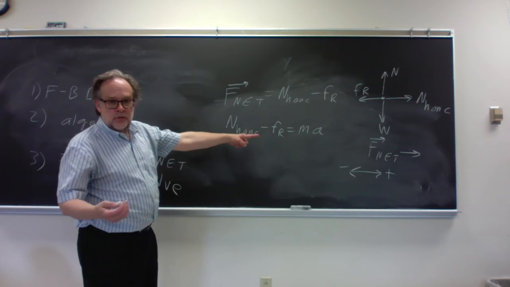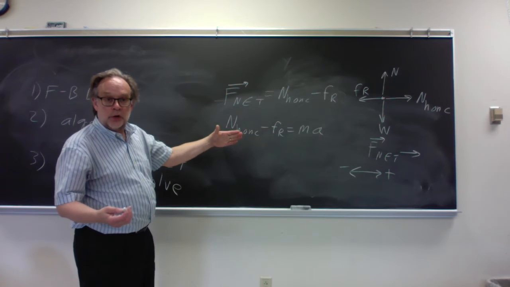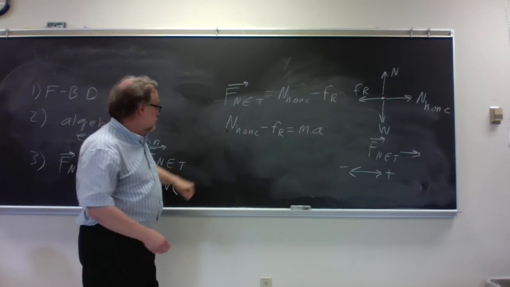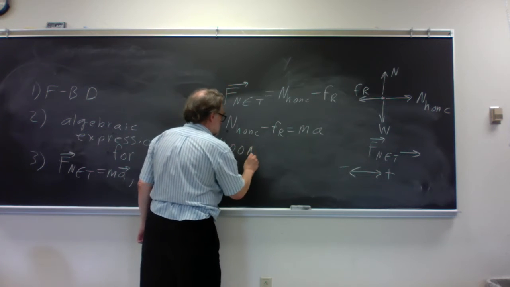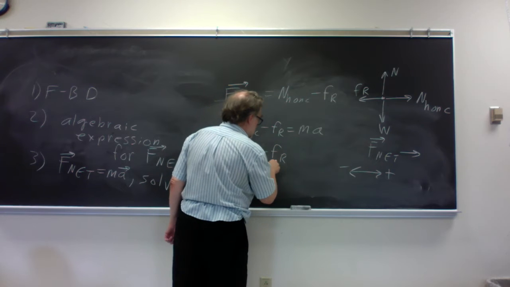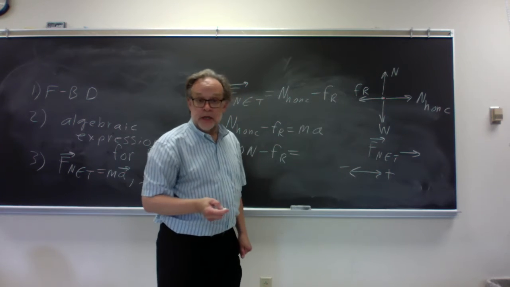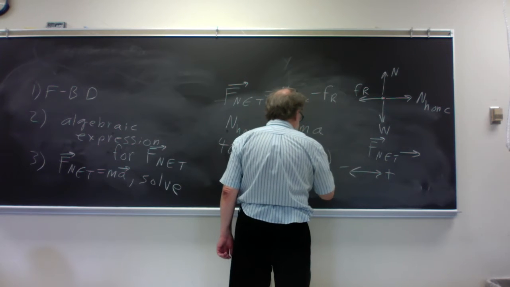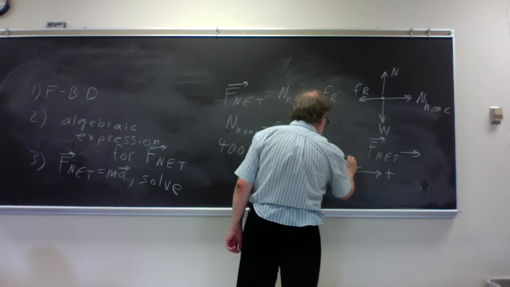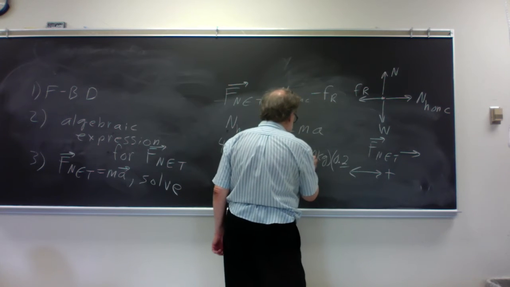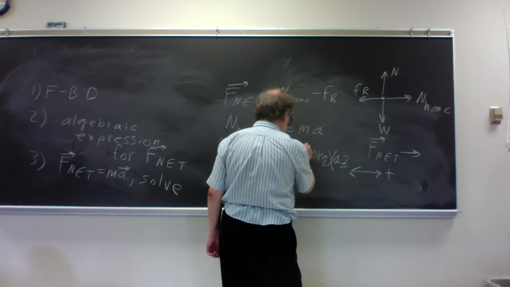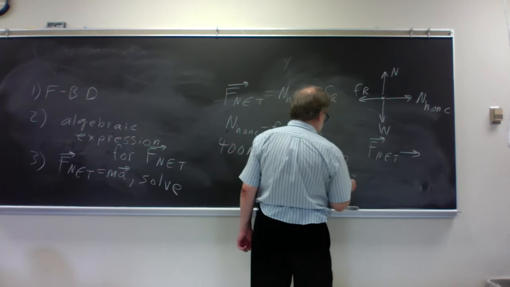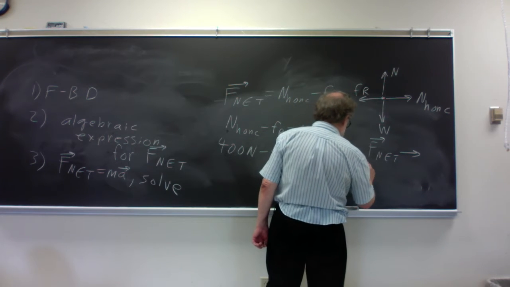And now I can solve for the size of the friction force because I know all the other numbers. I can substitute in for those numbers. This was 400 newtons. That's what we're trying to figure out. Mass was 80 kilograms. And the acceleration was 0.2 meters per second squared.